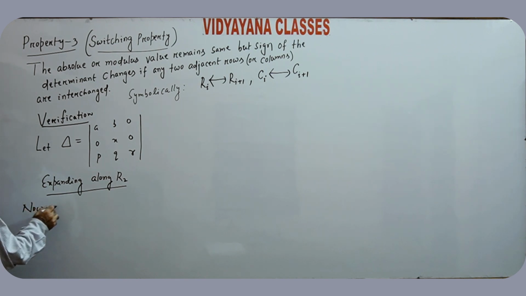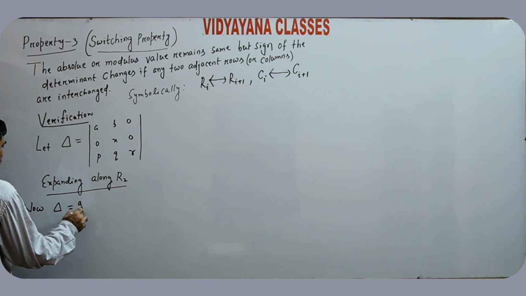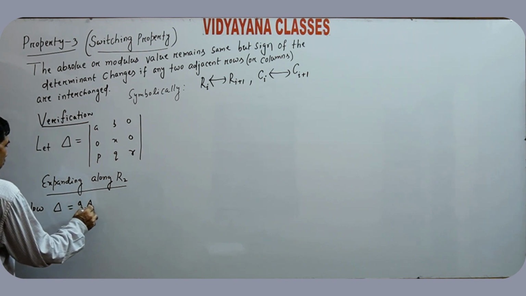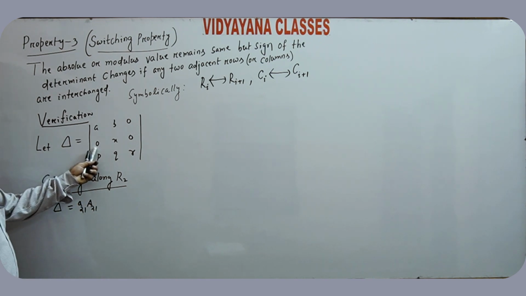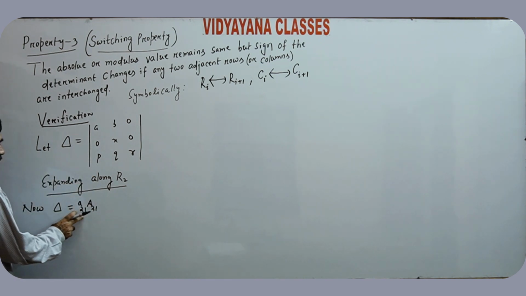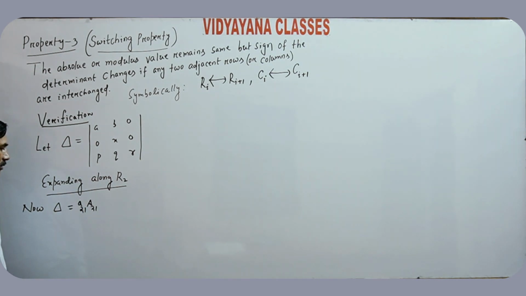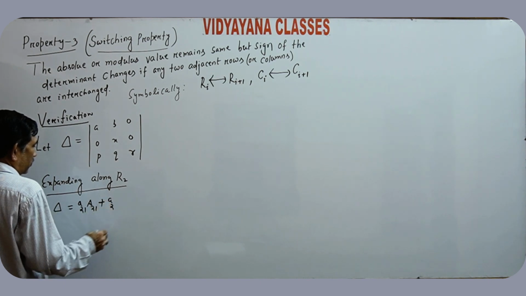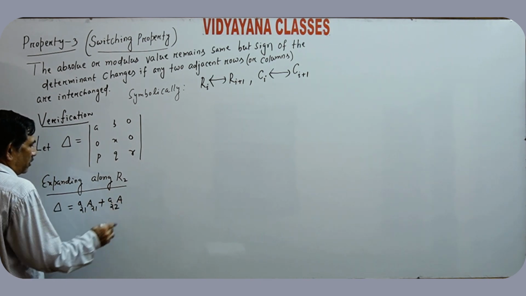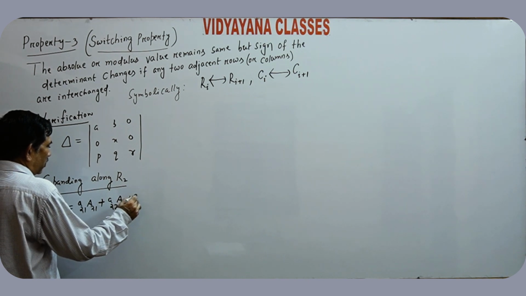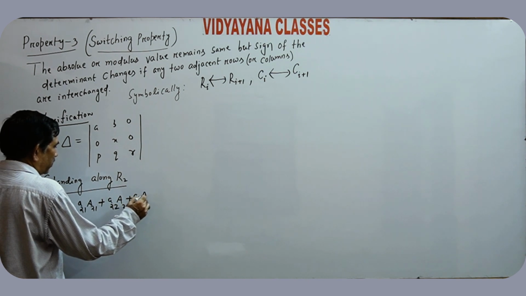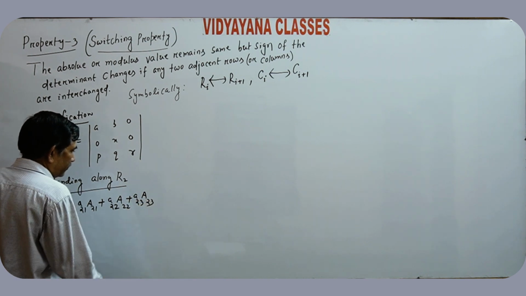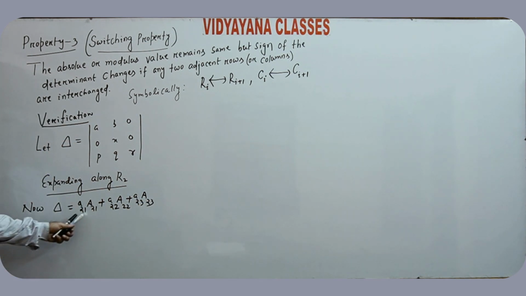Now, del is equal to A21, the element of the second row and the first column. A21 into the cofactor of A21, plus A22 into the cofactor of A22, plus A23 into the cofactor of A23. It is the expansion of the determinant along the second row.